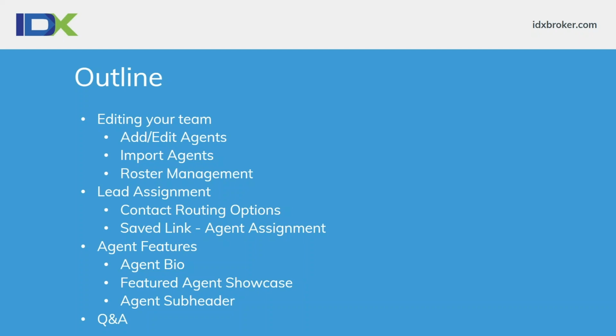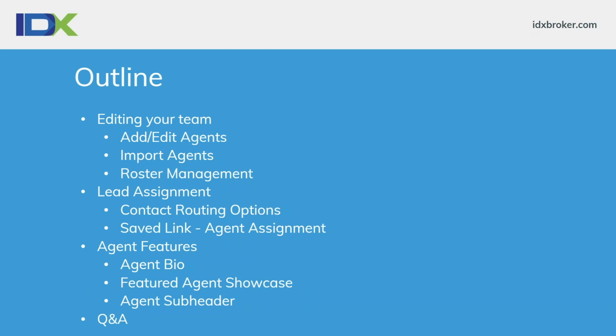And you can also manage your roster. So we have a roster page on the IDX Broker side that people can use as sort of a landing page to get agent information and whatnot. Moving on from that, we'll also cover some of the things you have in place for assigning leads to agents within your office. So we'll go over some contact routing options, such as round robin or core fields or a combination of both. So we'll go over that briefly.